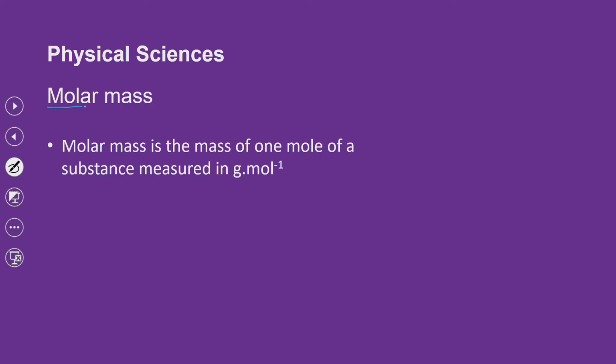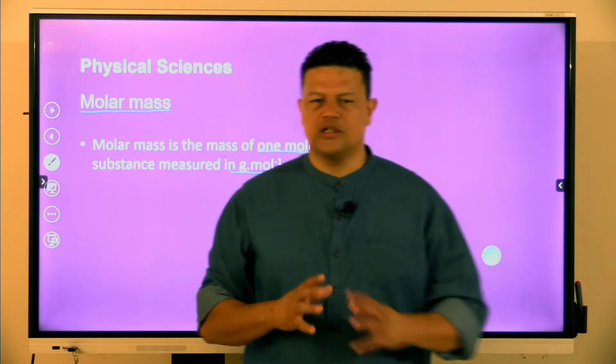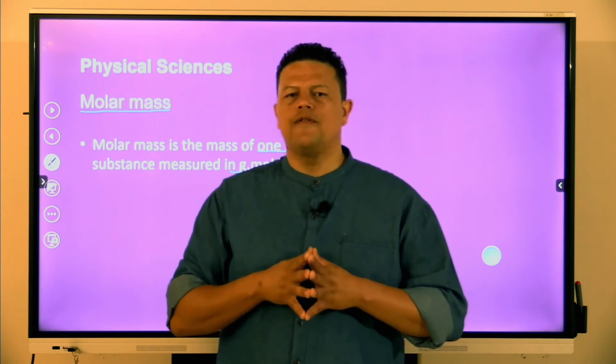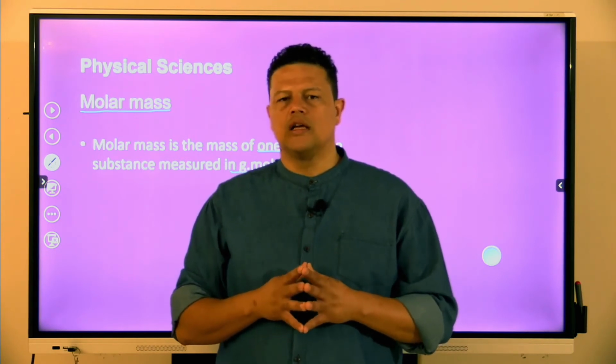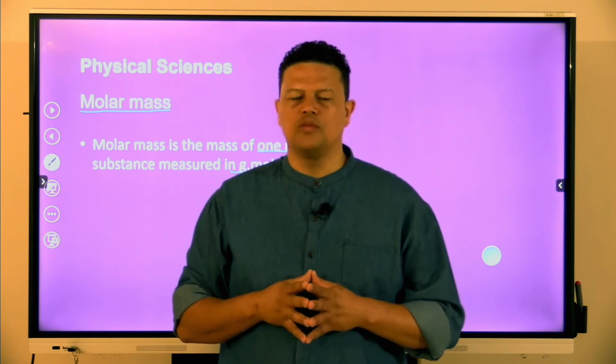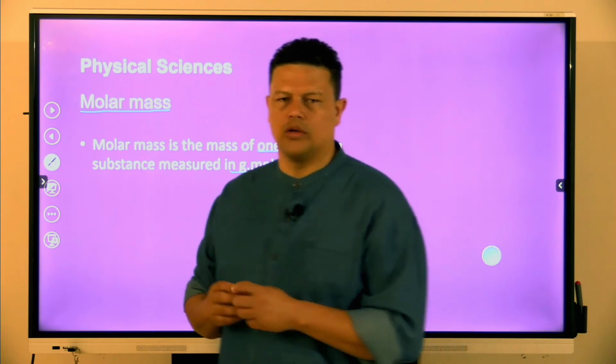That brings us to what is molar mass. Now molar mass is the mass of 1 mole of a substance measured in grams per mole. Let's quickly have a brief demonstration of this. If you were asked to calculate the molar mass of water, how would we do that? Let's have a look on the board.